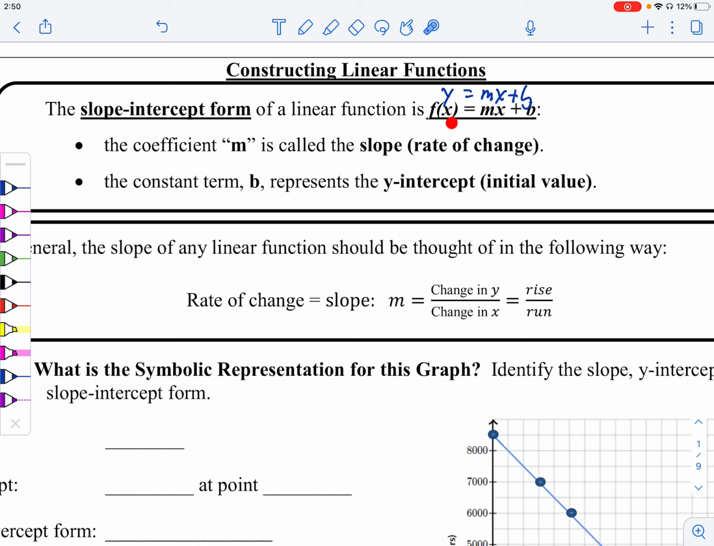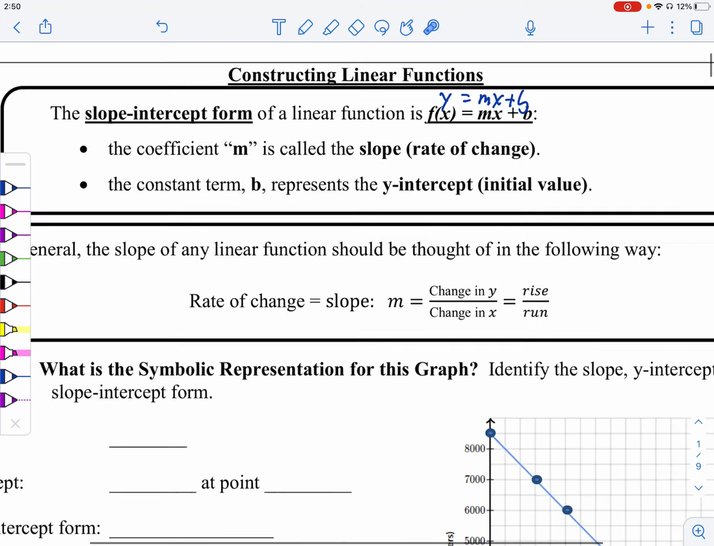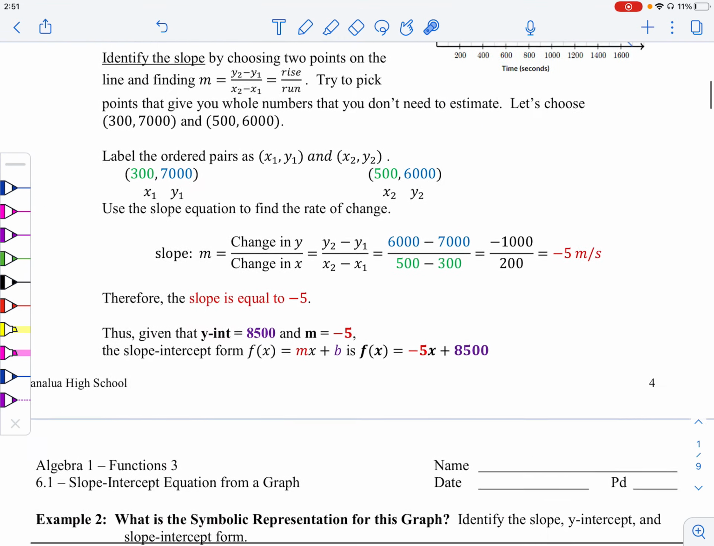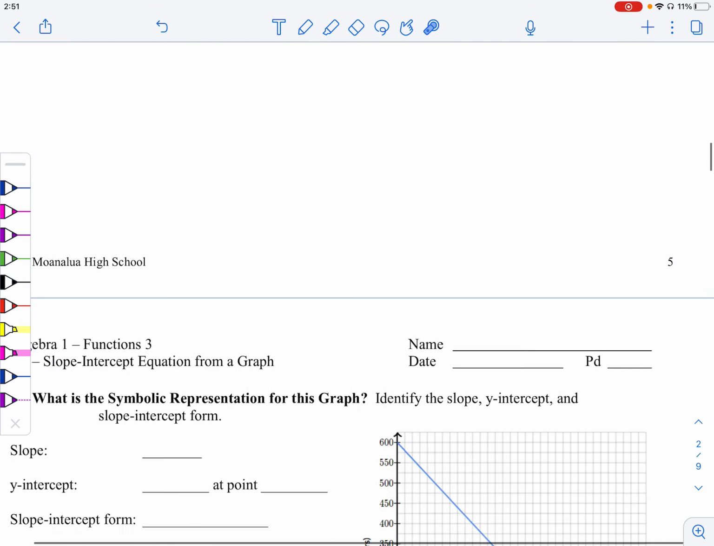So we're going to get used to using f of x instead of y, but both are interchangeable. So y equals f of x or f of x equals y. Same thing. So y equals mx plus b, we're just replacing that y with the function notation f of x. And remember our slope: rise over run, or change in y over change in x, which is our rate of change. So let's go to our problem right here.